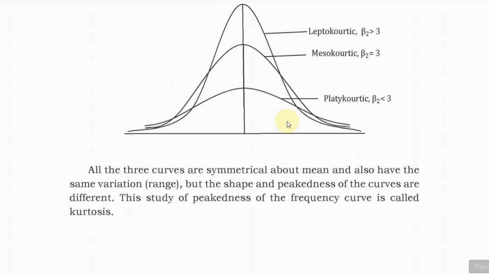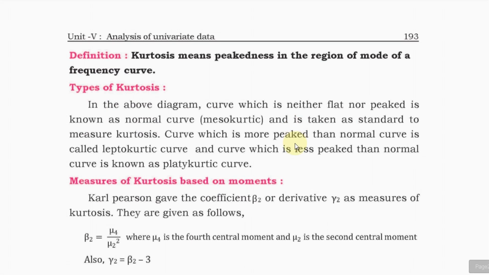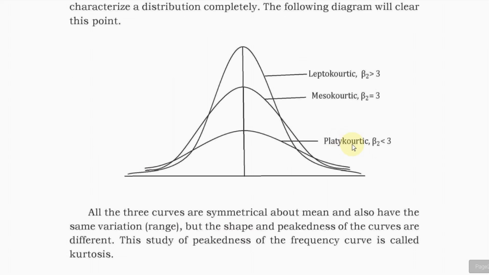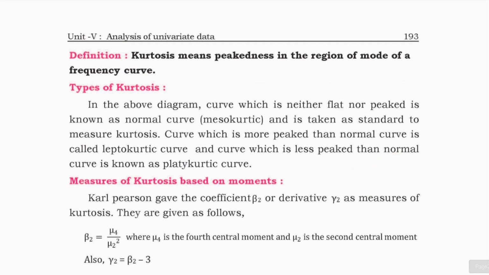So this second curve here is neither too flat nor too peaked. So it is called a normal curve or mesocurtic. For a mesocurtic curve, beta 2 is equal to 3. While studying moments, we had studied beta 1 and beta 2. Beta 1 refers to skewness and beta 2 refers to kurtosis.